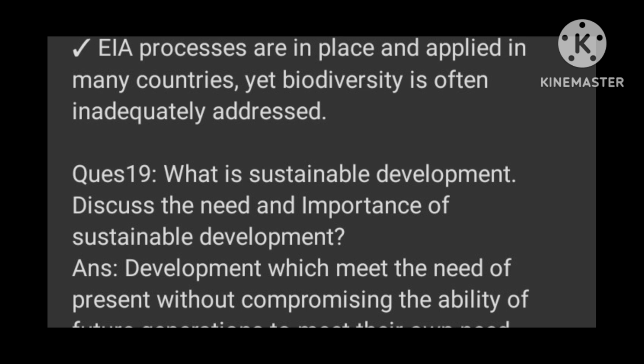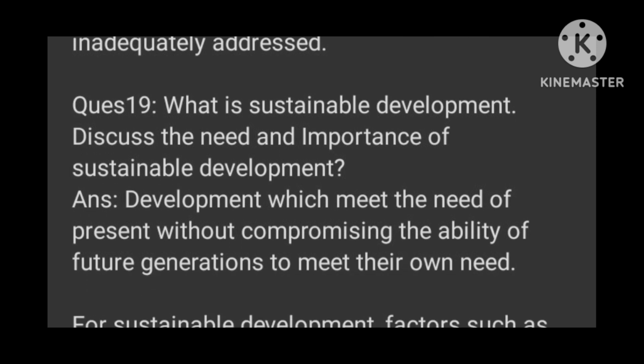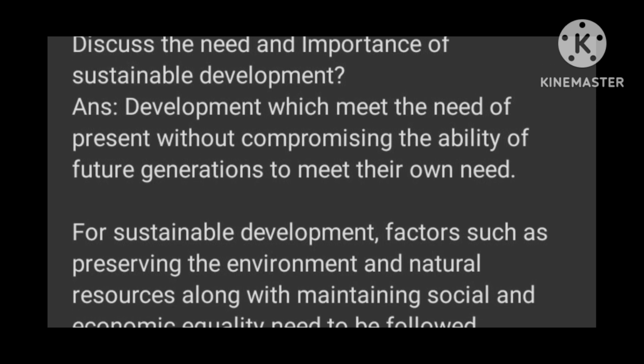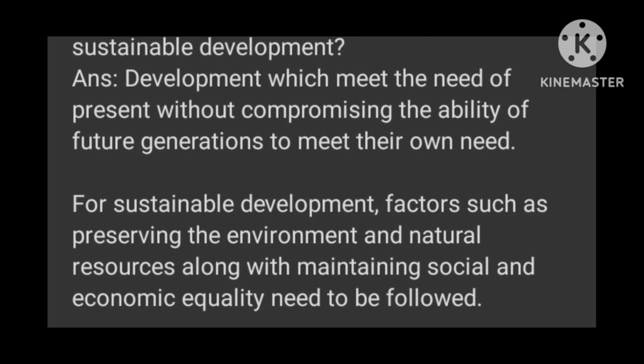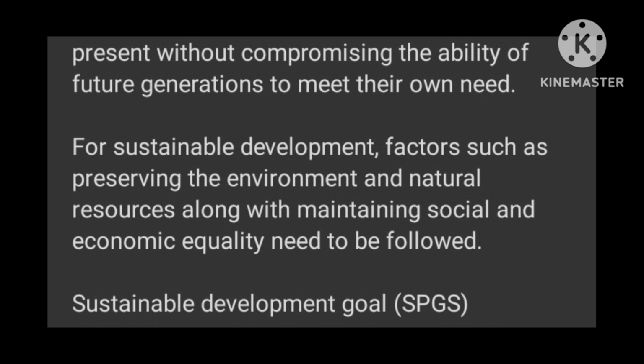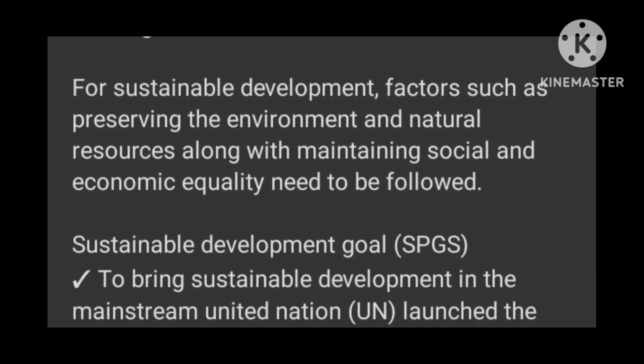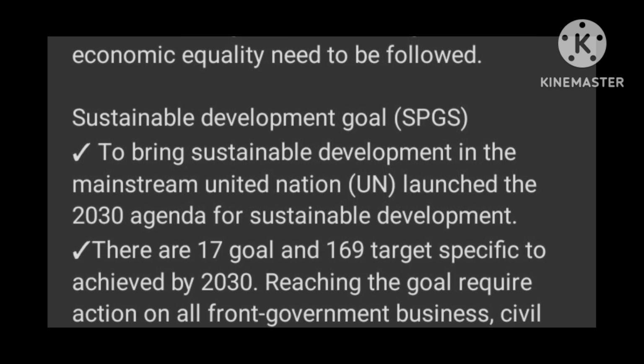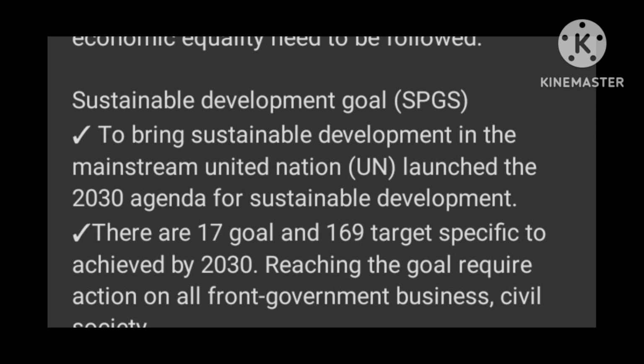Question number 19. What is sustainable development? Discuss the need and importance of sustainable development. Answer. Development which meets the needs of the present without compromising the ability of future generations to meet their own needs. For sustainable development, factors such as preserving the environment and natural resources along with maintaining social and economic equality need to be followed. Sustainable Development Goals, SDGs, bring sustainable development into the mainstream.